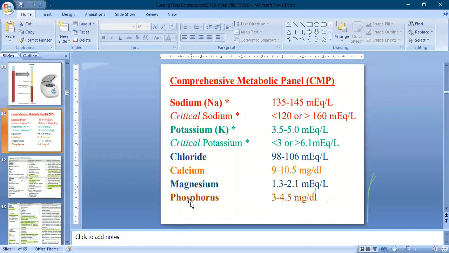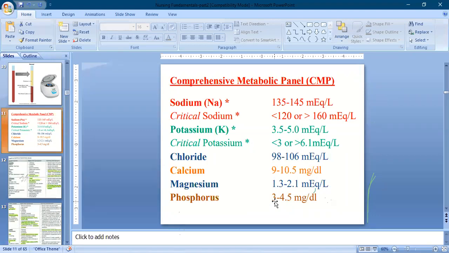Okay, so now phosphorus, right? The normal range of phosphorus is 3 to 4.5 milligrams per dL. Phosphorus is also related to hypoparathyroidism. So if the patient develops hypoparathyroidism, the phosphorus level goes up.